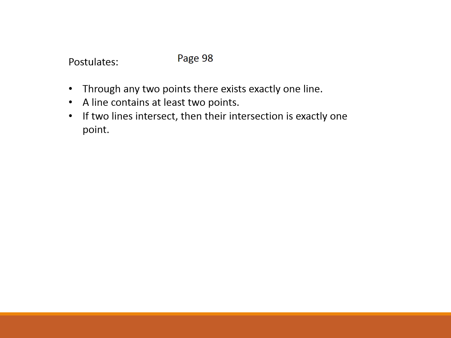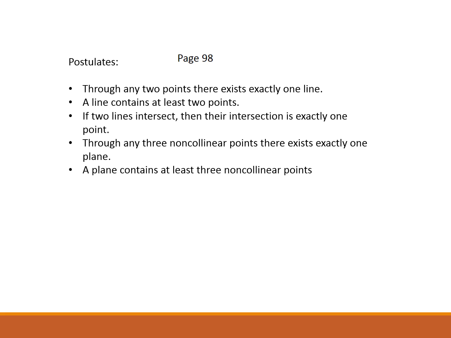If 2 lines intersect, then their intersection is exactly 1 point. We learned that one in Chapter 1 as well. Through any 3 noncollinear points, there exists exactly 1 plane. We also learned that one in Chapter 1. A plane contains at least 3 noncollinear points.